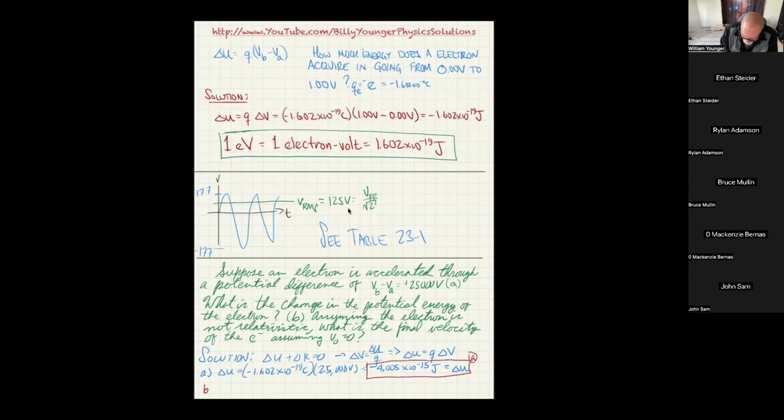So now I'm going to take part B, which is the chance for us to calculate the actual velocity, and I'm going to say the magnitude of delta U is equal to the magnitude of delta K. So that is equal to 1/2 m v final squared minus 1/2 m v initial squared. But remember, I said it initially started at 0. Because of that, I'm going to say V final equals 2.